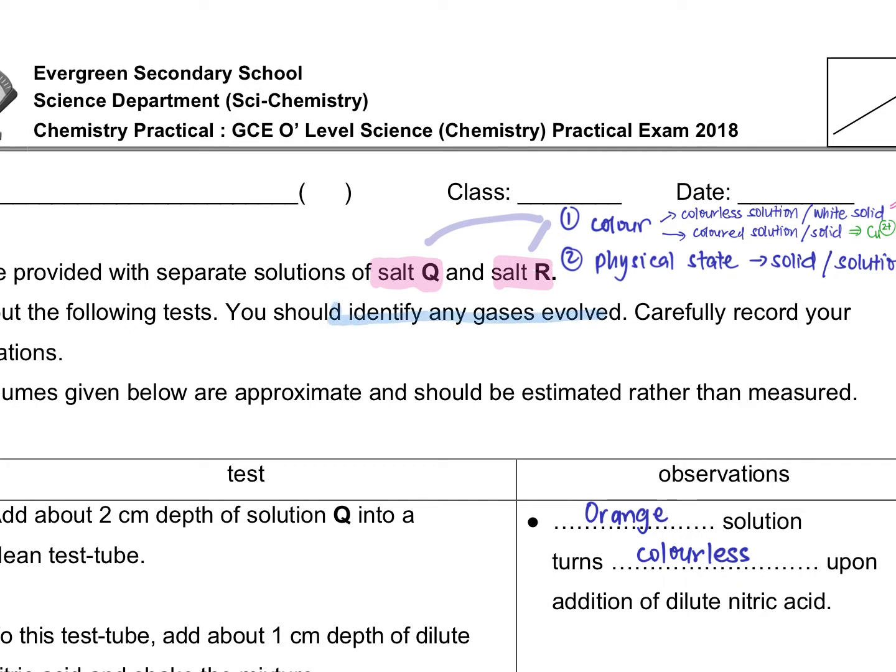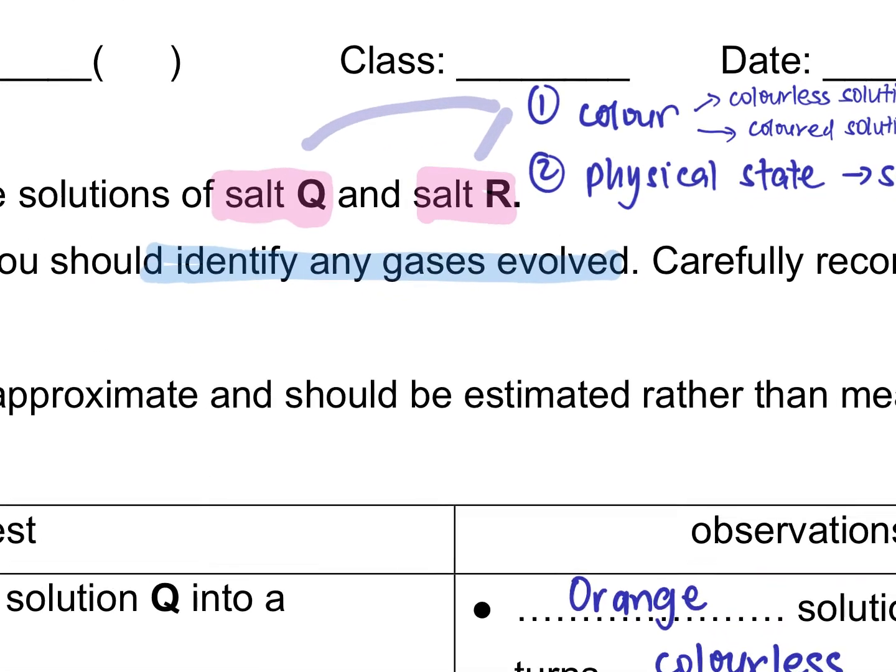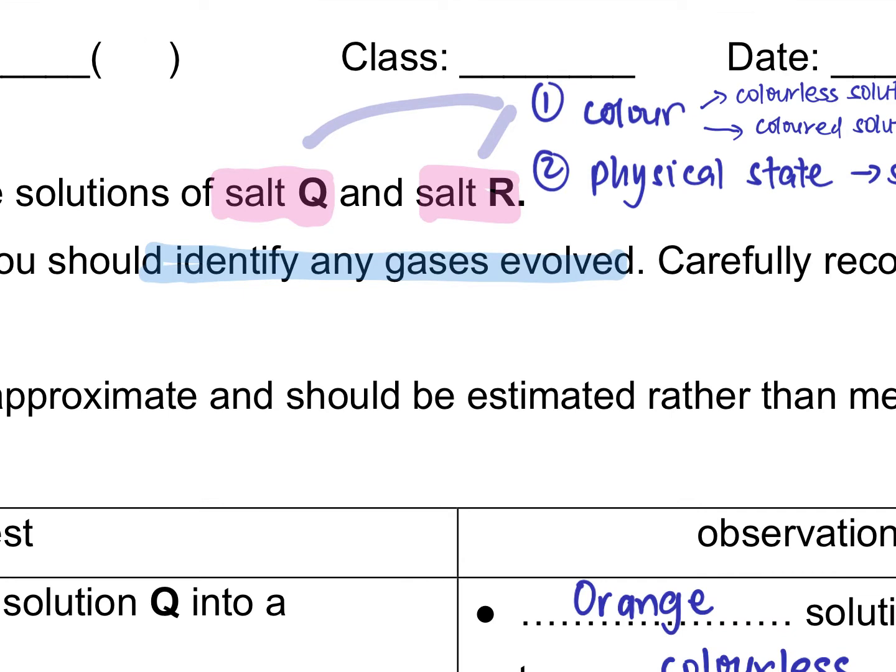Identify any gas that is evolved. They will never tell you when to test for gas. And this is where you need to be very clear at which juncture you test for gas. Okay, so if you are testing for gas, there are only two possible scenarios. One, when you are heating a solid strongly.